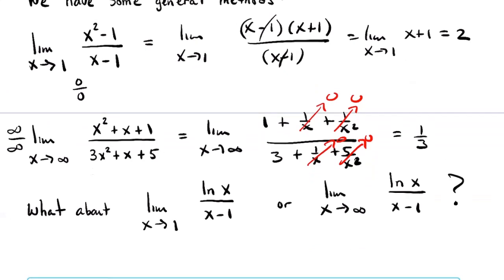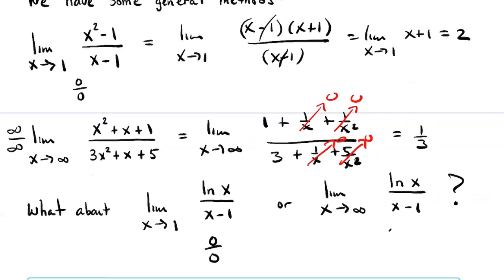What about the limit as x goes to 1 of log x over x minus 1? That's a 0 over 0 limit. The logarithm as x approaches 1 is approaching 0. And as x approaches 1, so does x minus 1. But we can't factor it. It's not a polynomial. It doesn't have a highest degree. So the methods above don't apply.